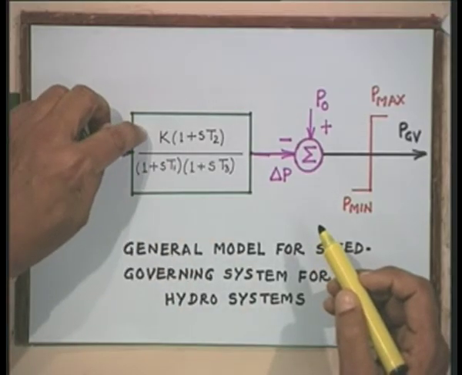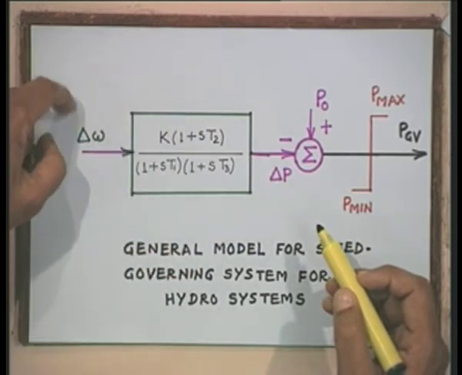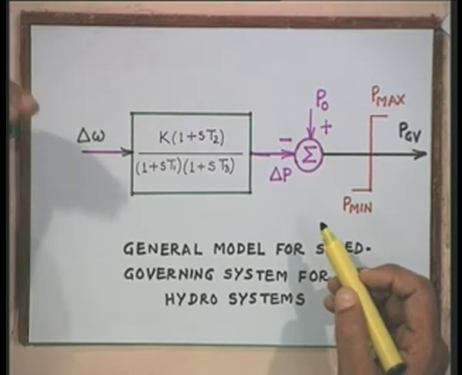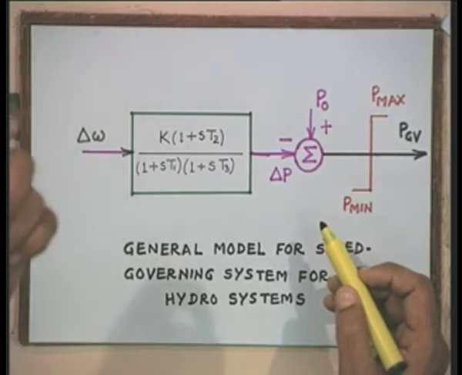Now, this constant K which I have shown here is the gain of the governor. This gain is basically the reciprocal of the permanent droop, that is R. If R is taken as 5%, the gain will become 20, right, and the standard techniques which are used for setting the parameters are either time domain simulation or frequency response analysis. Okay.